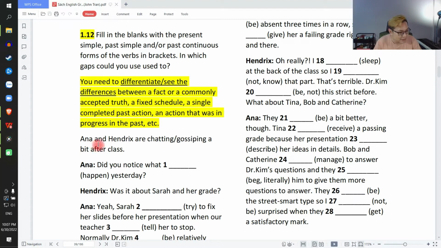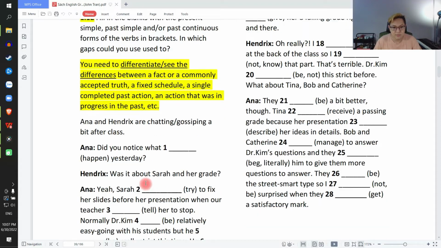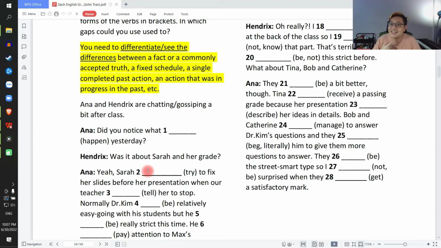Anna and Hendrix are chatting, gossiping a bit after class. Did you notice what happened yesterday? What happened yesterday? Was it about Sarah and her grade?